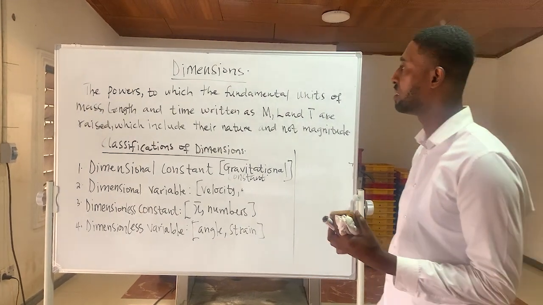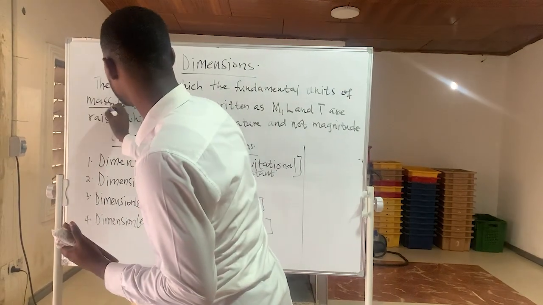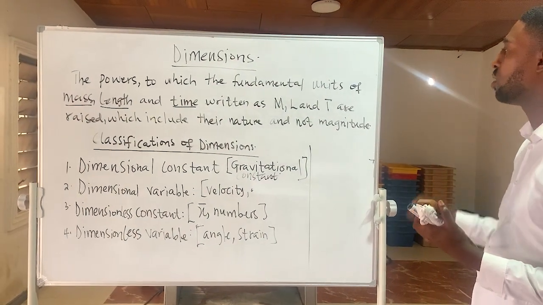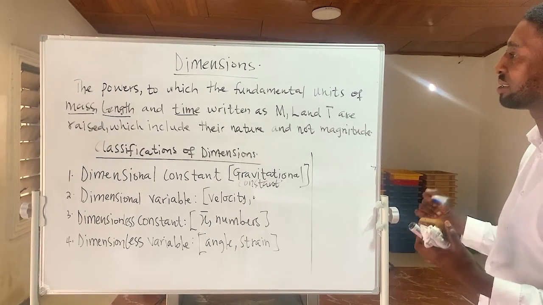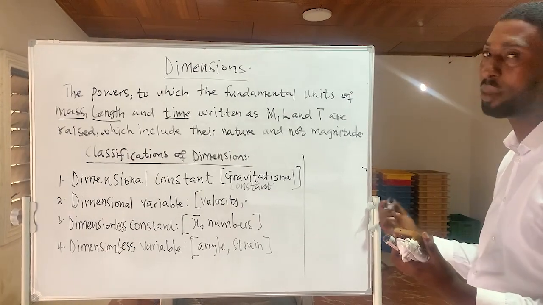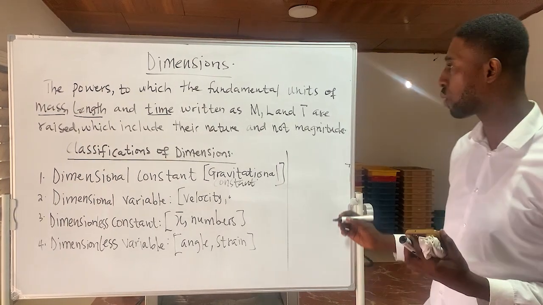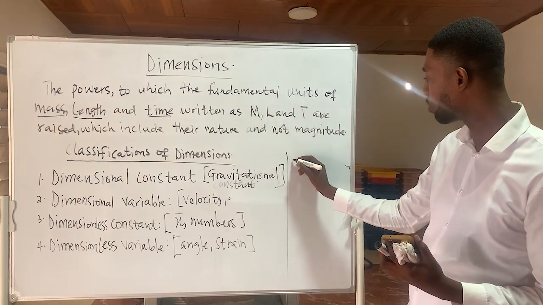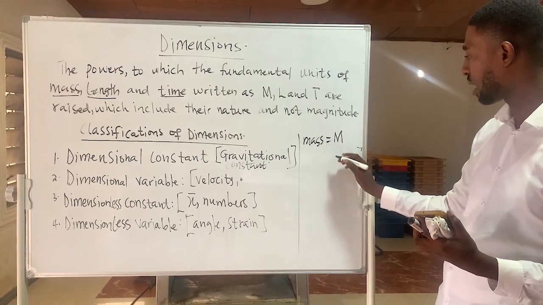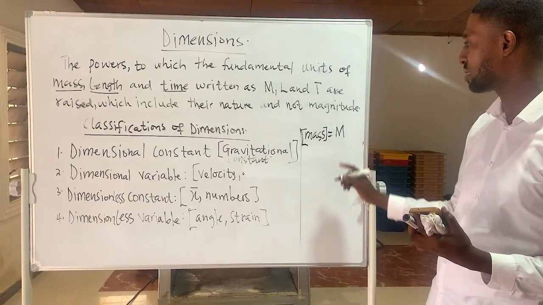When we talk of dimensions, the powers to which the fundamental units of mass, length, time, written as M, L, and T, are raised, which include their nature, not magnitude. Remember we said for fundamental quantities, we have 7 fundamental quantities. Mass is measured in kilograms. So mass has a dimension of capital M.